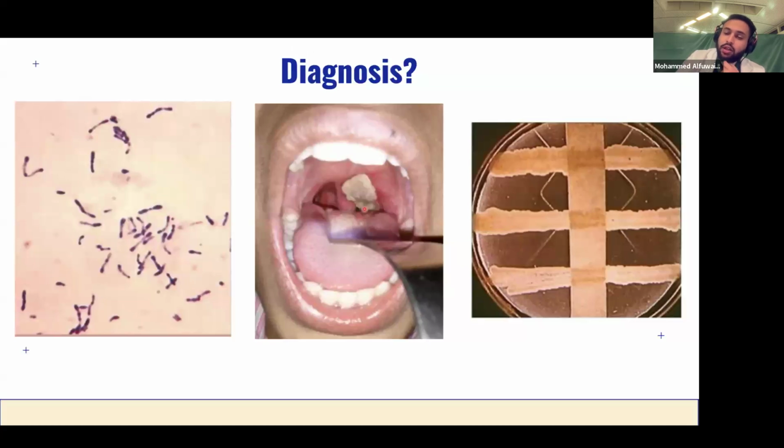Diphtheria. Corynebacterium diphtheriae. Excellent. Corynebacterium diphtheriae is a gram-positive rod, sorry, that has metachromatic granules if you stain it with methylene blue. It has an exotoxin, which is an A-B exotoxin. B binds, A does the stuff.